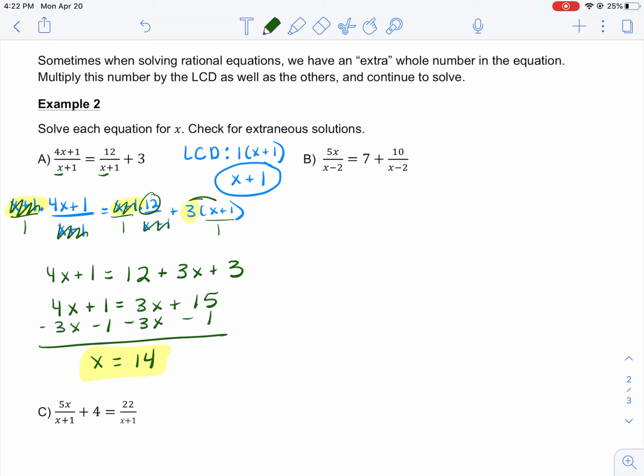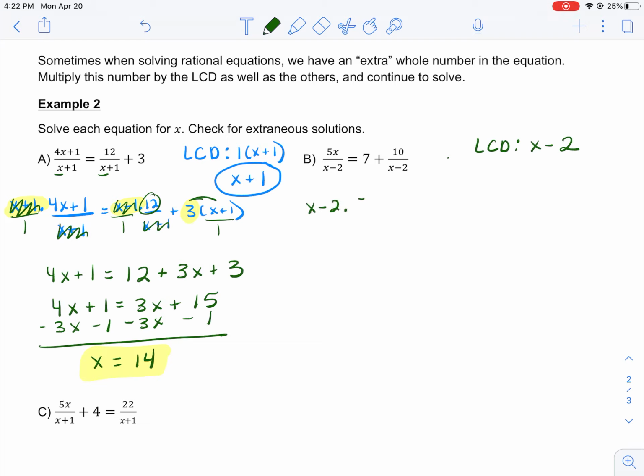All right, let's try one more together. So this one, the least common denominator, again, if we think of this as 7 over 1, we need a 1 and we need an x minus 2. So 1 times x minus 2 is just x minus 2. So you're going to multiply each term by x minus 2.